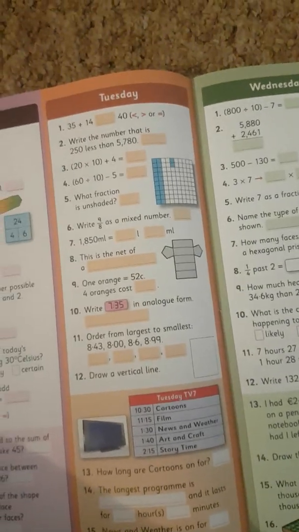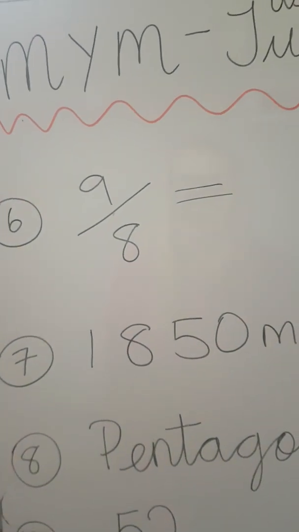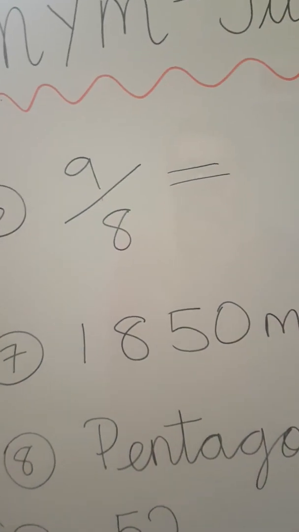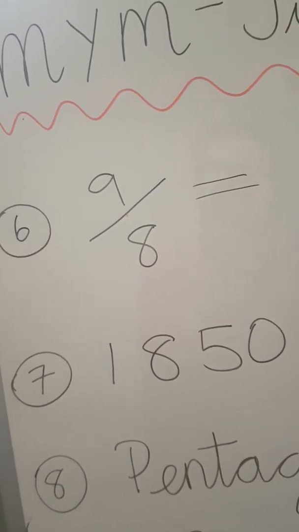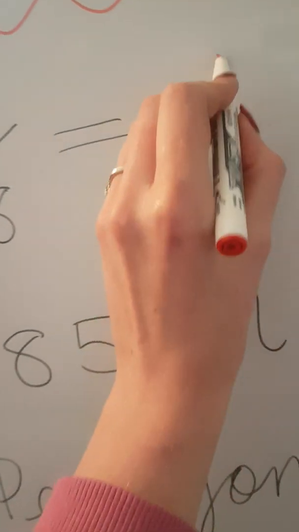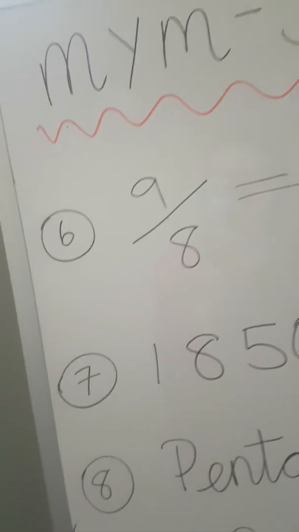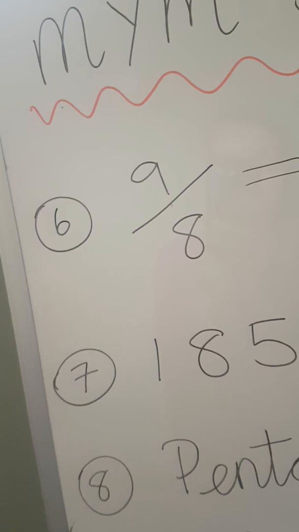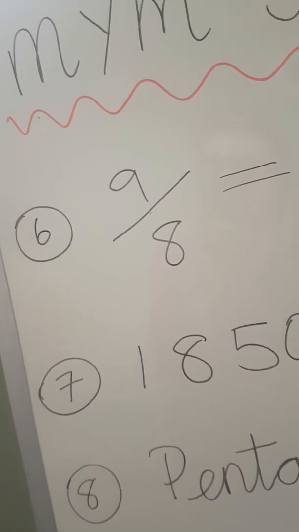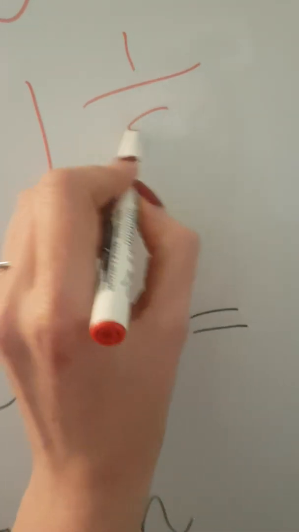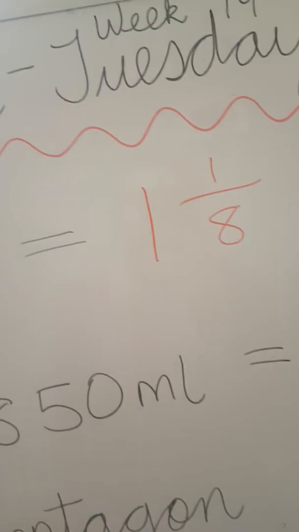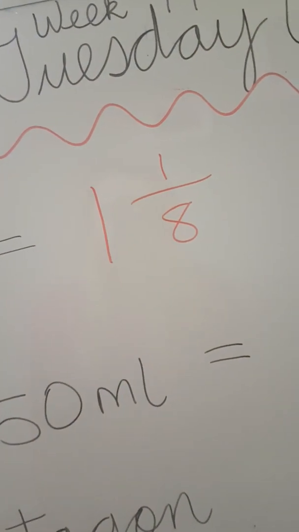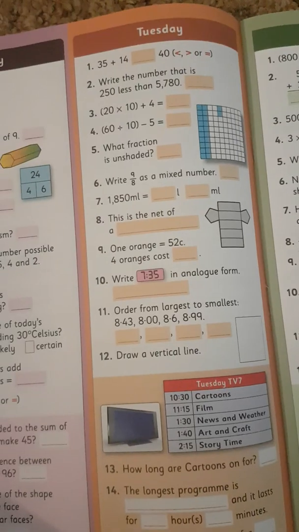Okay, so question 6. Write 9/8 as a mixed number. Now a mixed number means a whole number and a fraction. So I can see 9/8 there. As I know, 8/8 is 1. So I know there's one whole number. And then how many would I have left over? So if I take away 8/8 from 9/8, I would just have 1/8 left over. So 1 and 1/8 is the same as 9/8. 1 and 1/8 is a mixed number because it has a whole number and a fraction.